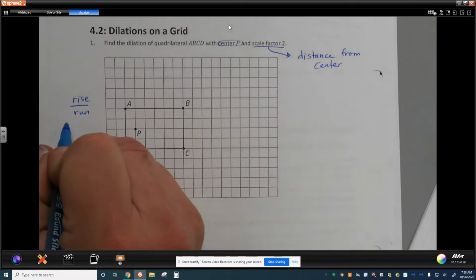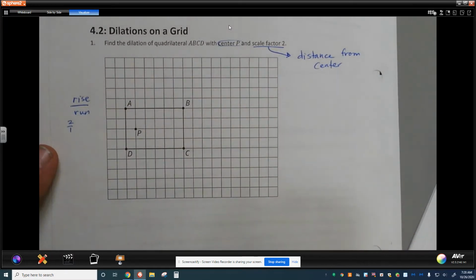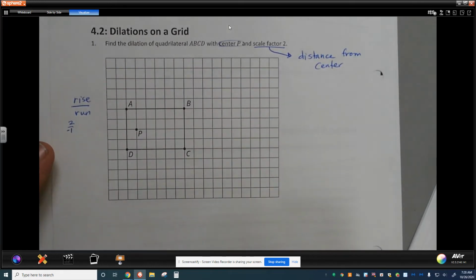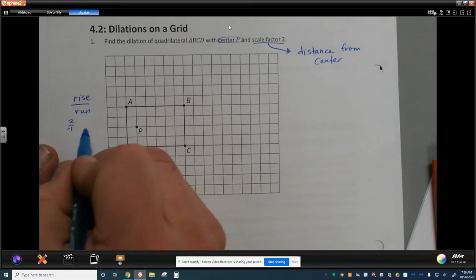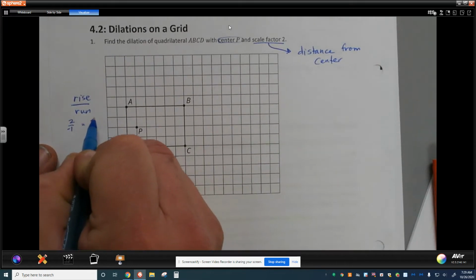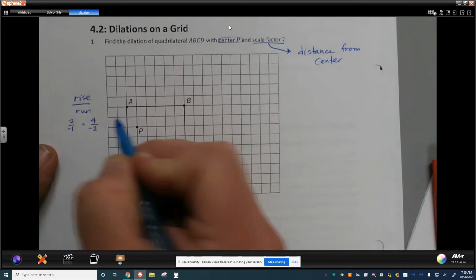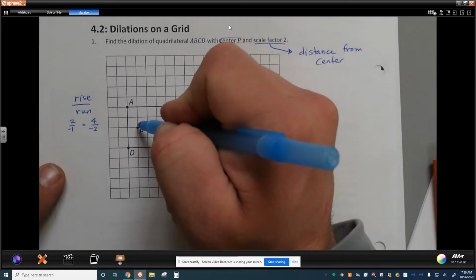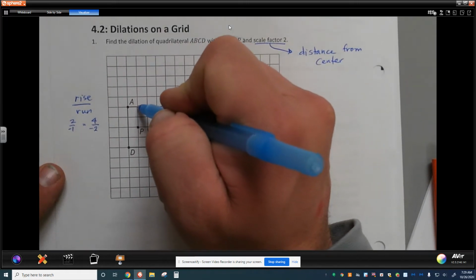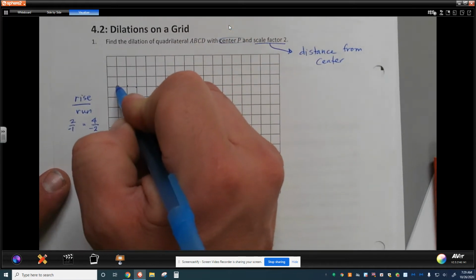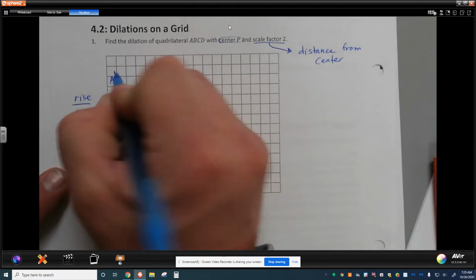So when we look at that distance of 2 over 1, and to the left, we call the left going to be negative values. So moving to the left, when we double that, what we're looking at is 4 over negative 2. We see that those ratios are exactly the same ratio, but we're just moving further away. And so from P, we want to count up 1, 2, 3, 4, left 1, 2. And this gives us A prime.